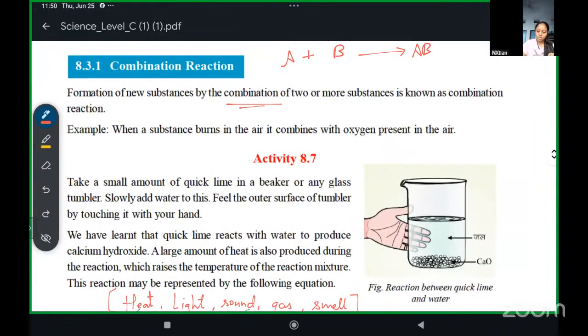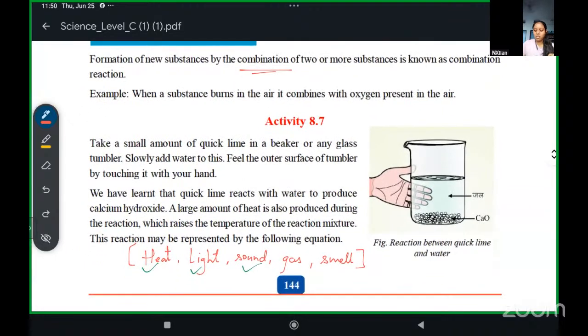Now tell me, any doubt in combination reaction? Any questions you want to ask? No? Okay. All right.